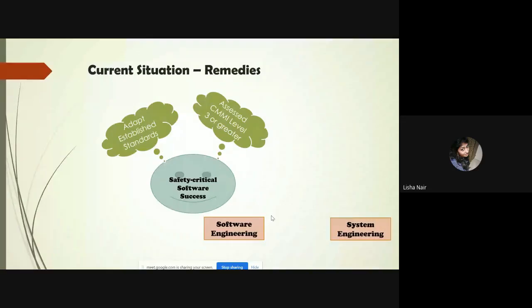And then you have to be assessed at least, like I told you, bare minimum 3 or better. So level 5 is considered the best.